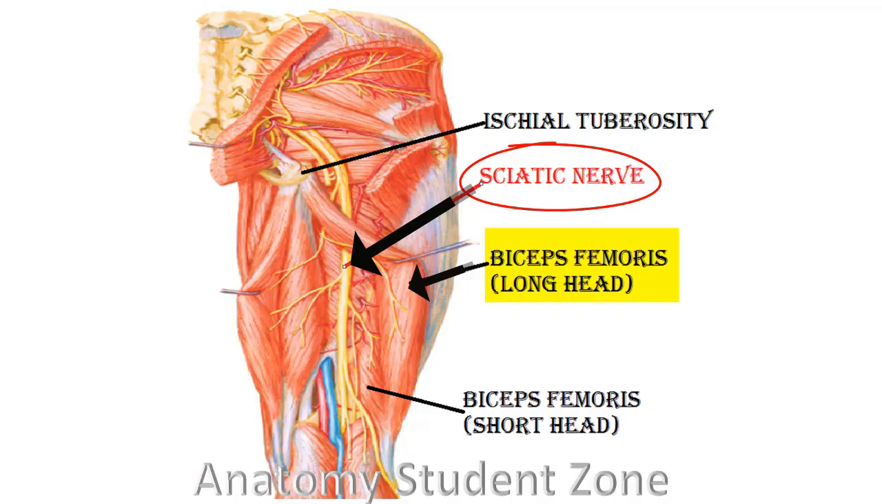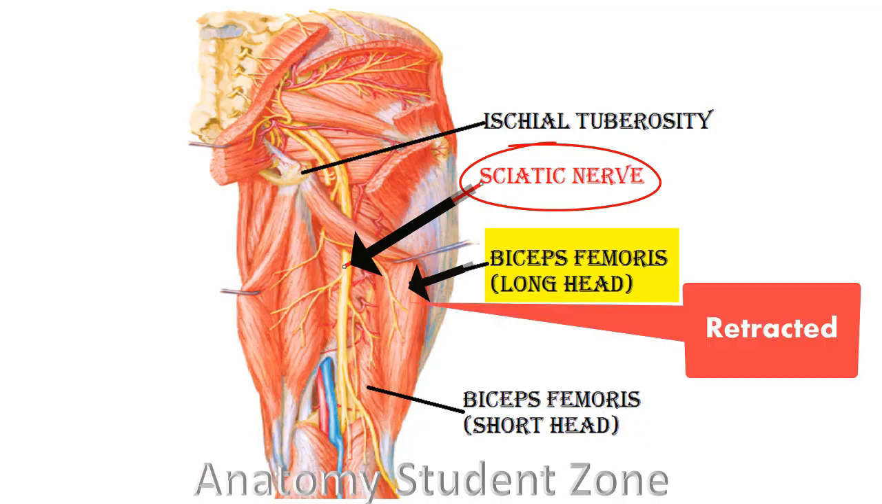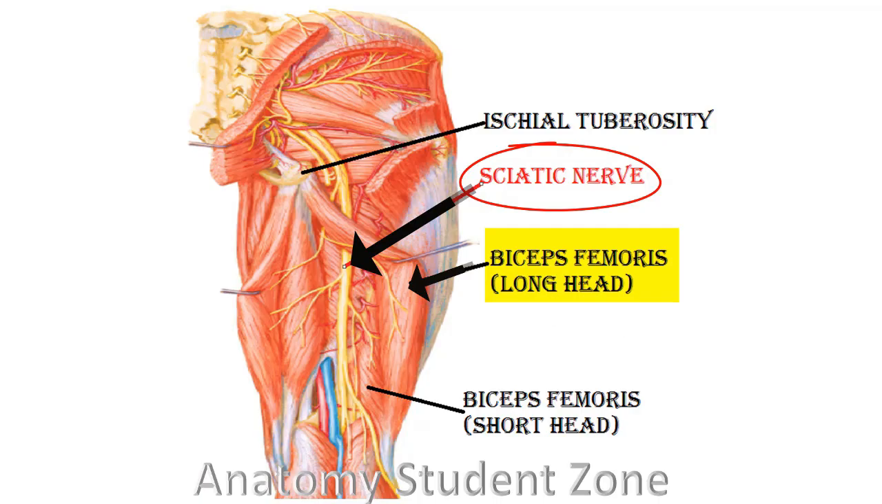You can see the long head of biceps femoris is retracted in this image. When we retract the long head of biceps femoris, we can see one thick nerve on the posterior aspect of the thigh, and that nerve is the sciatic nerve, the nerve of the posterior compartment of the thigh. The most important point to remember for the exam is that the long head of biceps femoris is providing protection to the sciatic nerve.